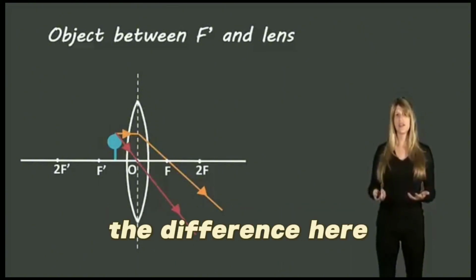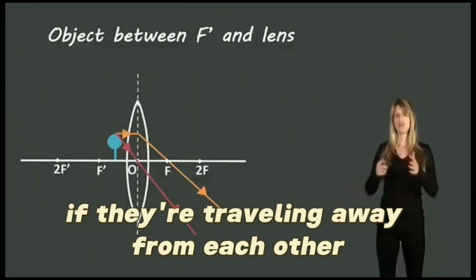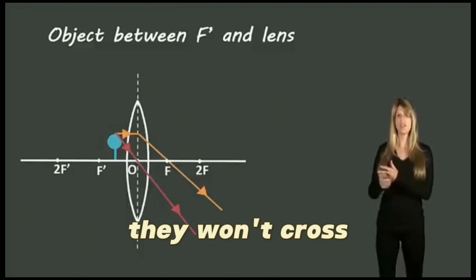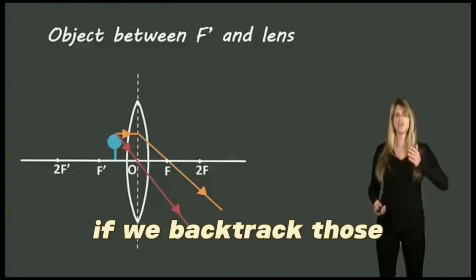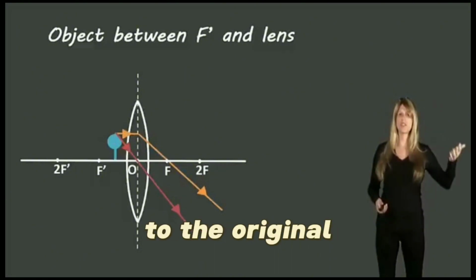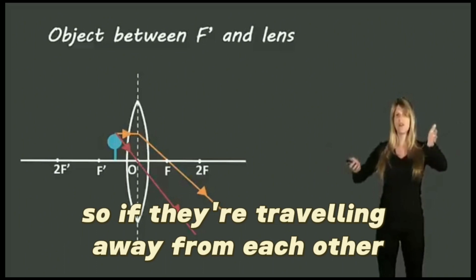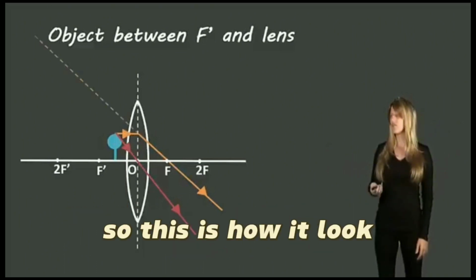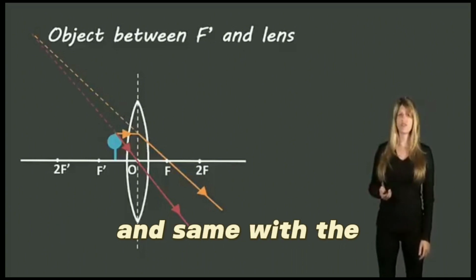The difference here is that if we look at our refracted rays, they're actually traveling away from each other. If they're traveling away from each other, they won't cross on that side of the lens. However, if we backtrack those refracted rays to the original first side of the lens, we'll see that they do cross. So if they're traveling away from each other, we need to back up those rays. So this is how it would look. The orange one traveling backwards to the original side of the lens, and same with the red line there.